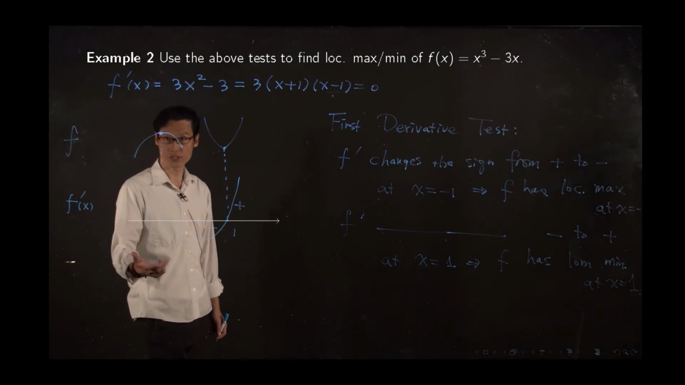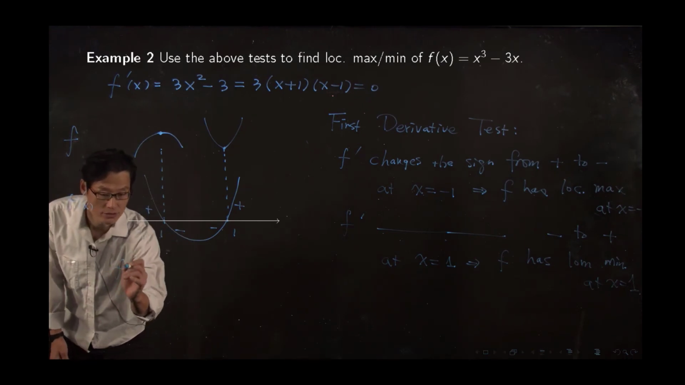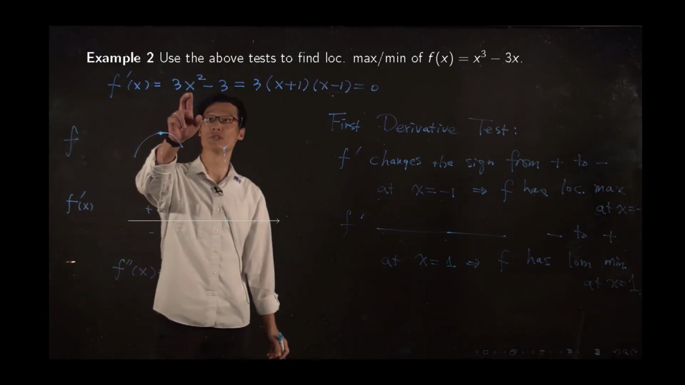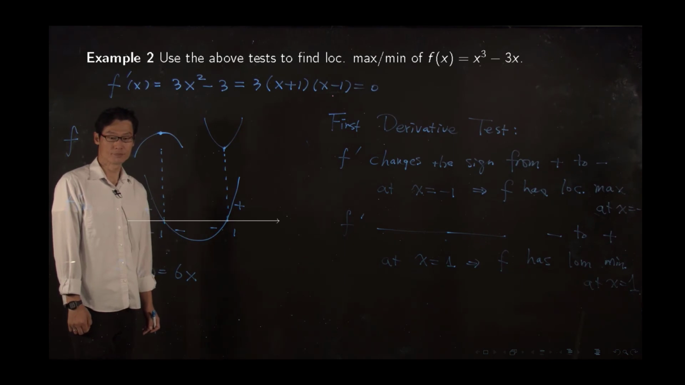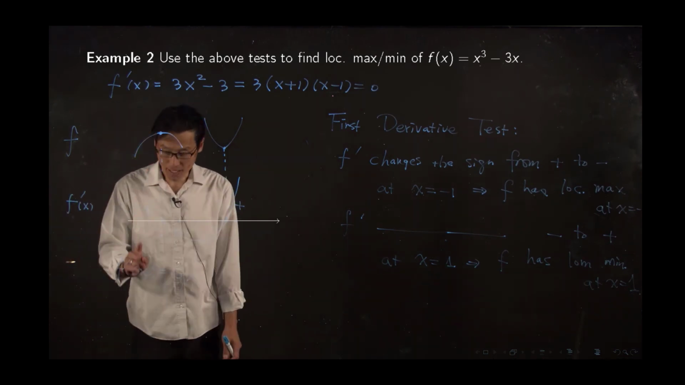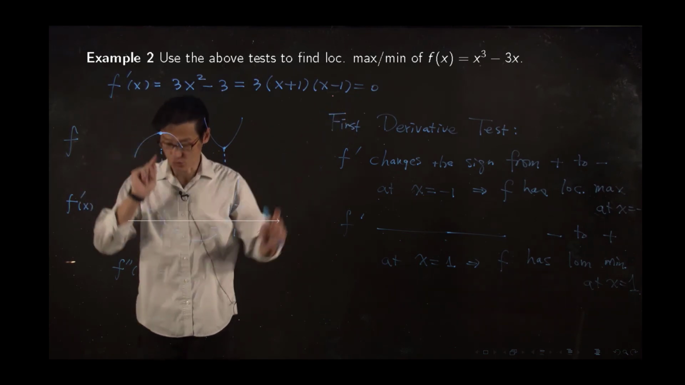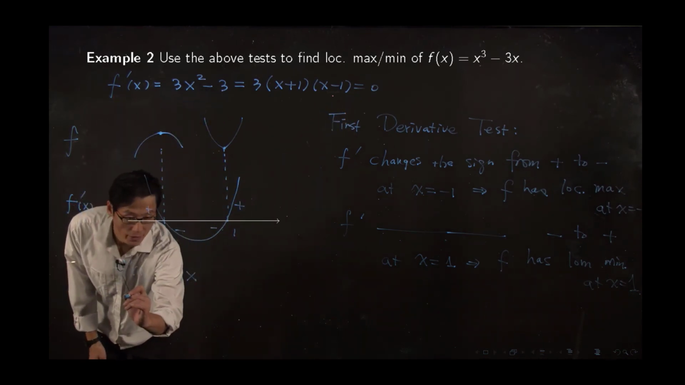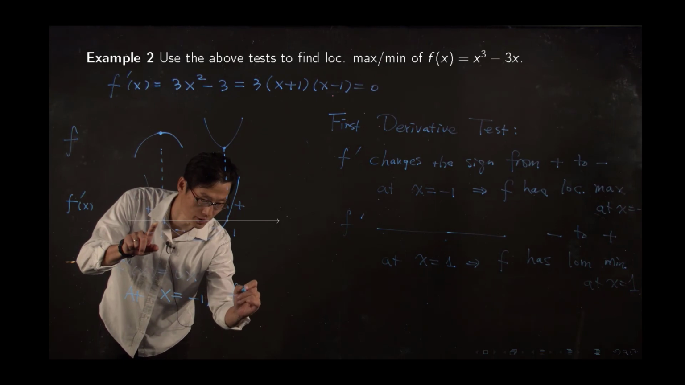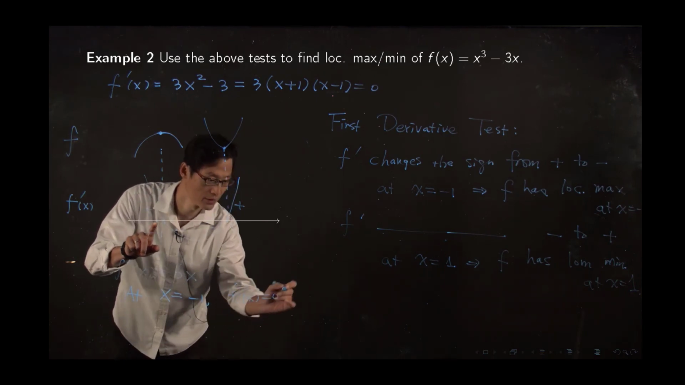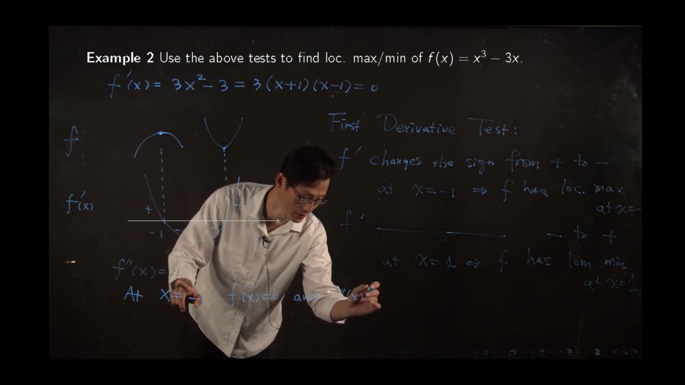If you want, you can use the second derivative test. For the second derivative test, you take the second derivative, which is the derivative of this, 6x. So for the second derivative test, you combine the condition where f prime becomes 0, and then you check the sign of this guy. So at x equals -1, f prime is 0, and f double prime, if you plug in -1, this sign is negative.